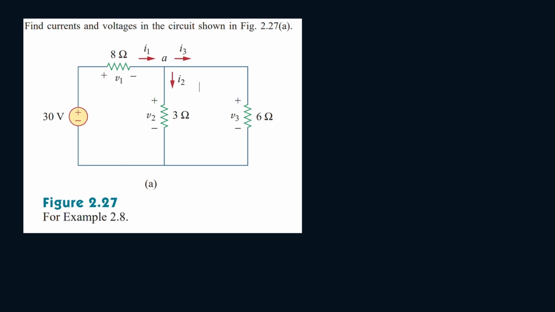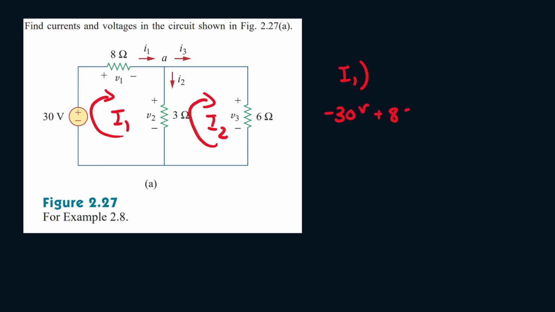Okay, so we have to find the following currents and voltages. So let's start by doing a mesh. So this is I1 and this is I2. Let's write the equation for I1. So it'll start by being minus 30 volts plus 8I1 plus 3 times I1 minus I2, because the 3 ohm is between I1 and I2, and I1 is going this way and I2 is going the opposite way.